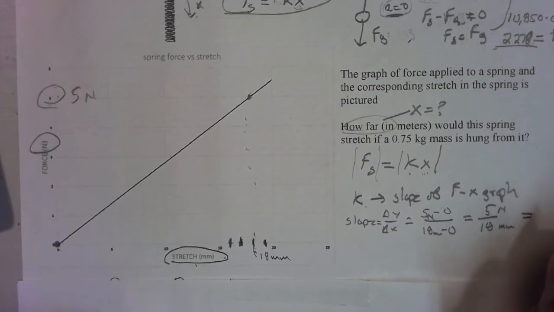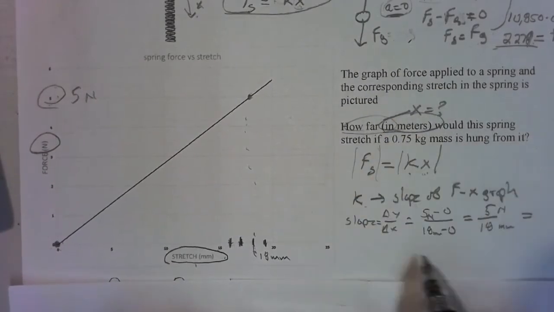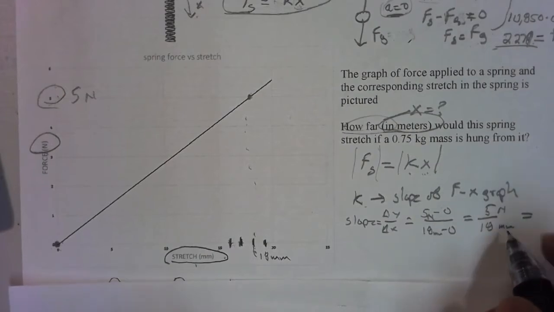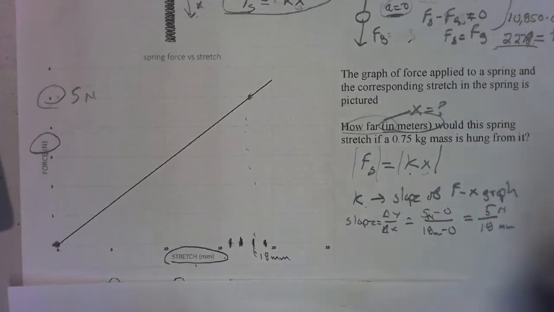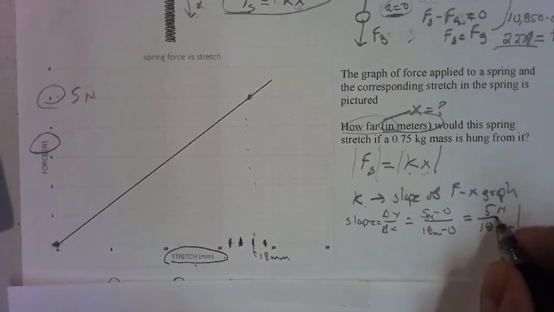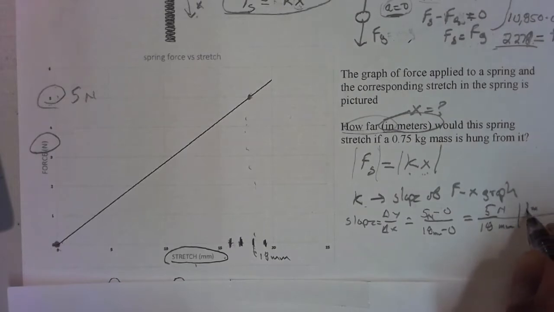I need newtons per meter, I think. Yeah, because I want to find my answer in meters. So I want this slope in newtons per meter. So I'm going to take this and do a conversion. So I know that 1,000 millimeters is 1 meter.